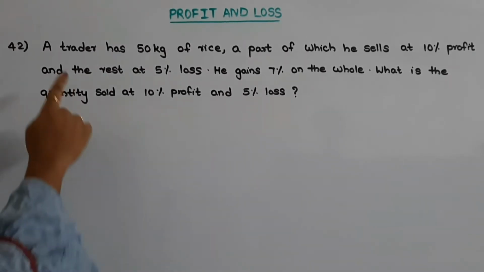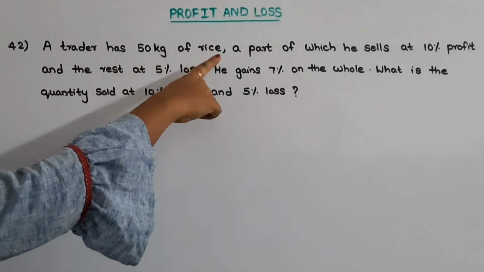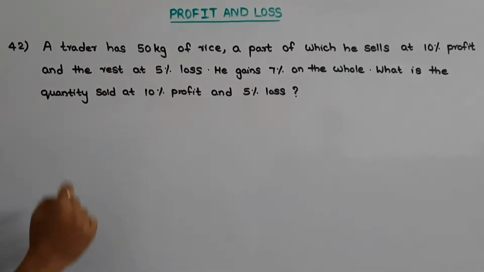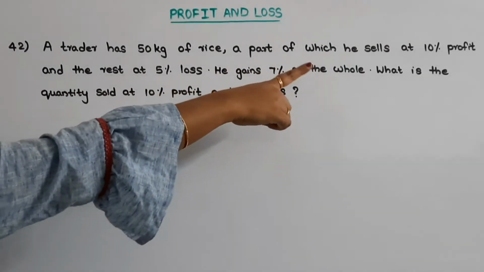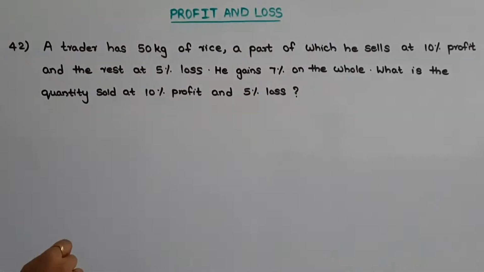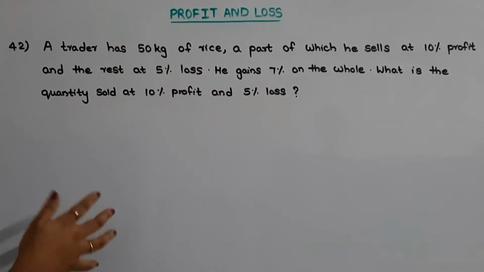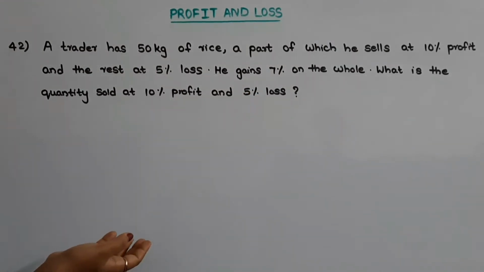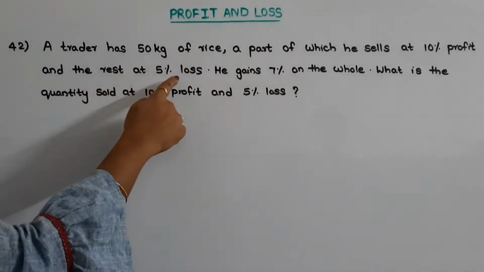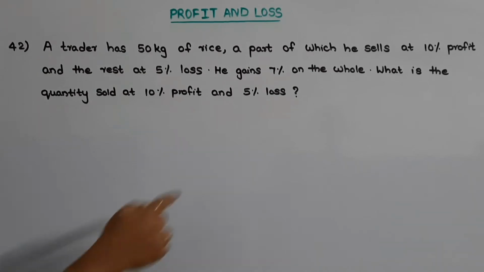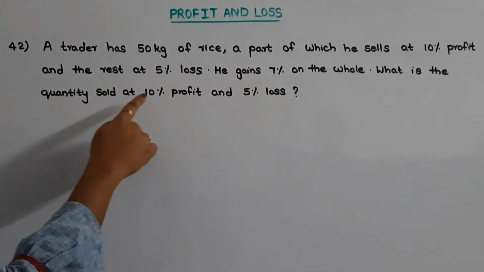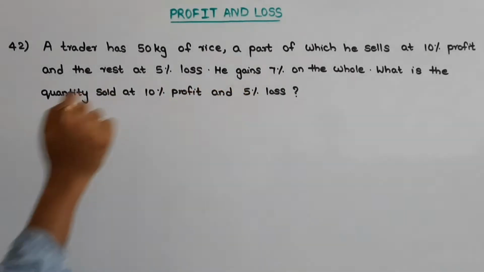42nd question is, a trader has 50 kg of rice, a part of which he sells at 10% profit and the rest at 5% loss. He gains 7% on the whole. What is the quantity sold at 10% profit and 5% loss? So in this question they are telling that a trader has 50 kg of rice, a part of which he sells at 10% profit and the remaining he sells at 5% loss. On the whole he gains 7%. So we need to find out the quantity sold at 10% profit and 5% loss.